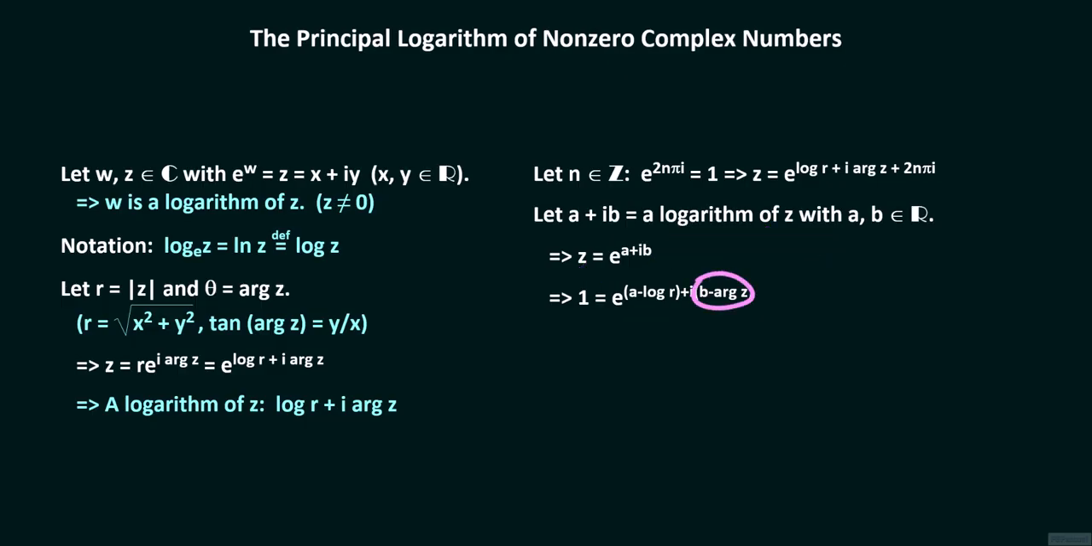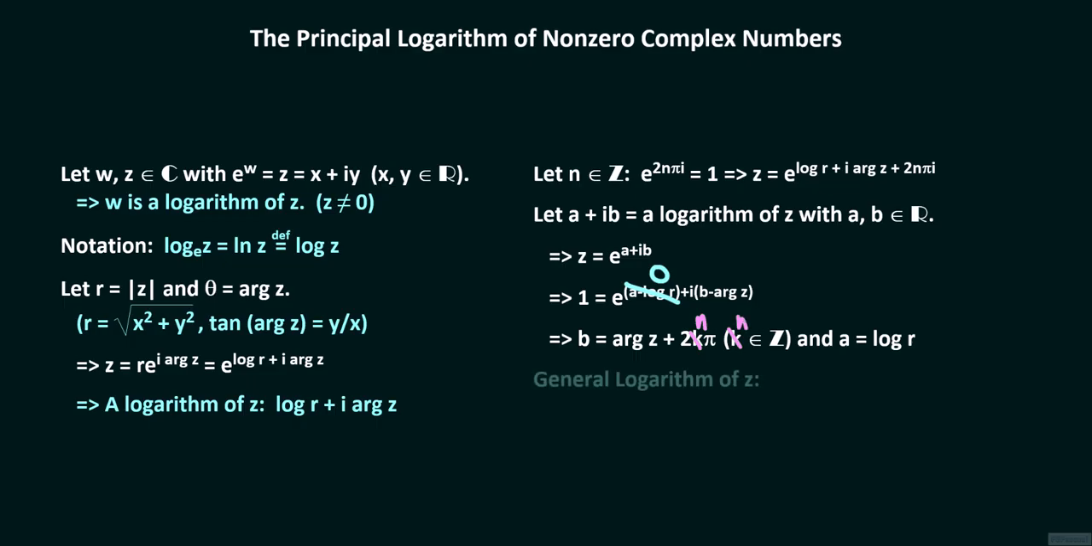b minus arg z, being the imaginary part of the exponent, must be an argument of 1. All the arguments of 1 are multiples of 2 pi, so that b minus arg z must be equal to 2k pi, where k is some integer, and b equals arg z plus 2k pi. The real part must be equal to the absolute value of 1, and so should equal 1. The only real number exponent for e that produces 1 is 0, so that a must be equal to log r. We rename k as n, so that every logarithm of z is of the form log r plus i times the quantity arg z plus 2n pi.